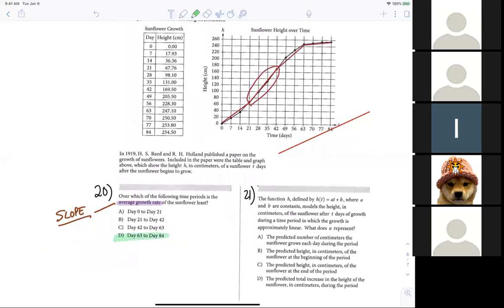All right, so again, I don't want to confuse anybody, so make sure you're understanding me. Average growth rate is just a slope. So obviously, the slope at the very end is the smallest. Everybody good with that?